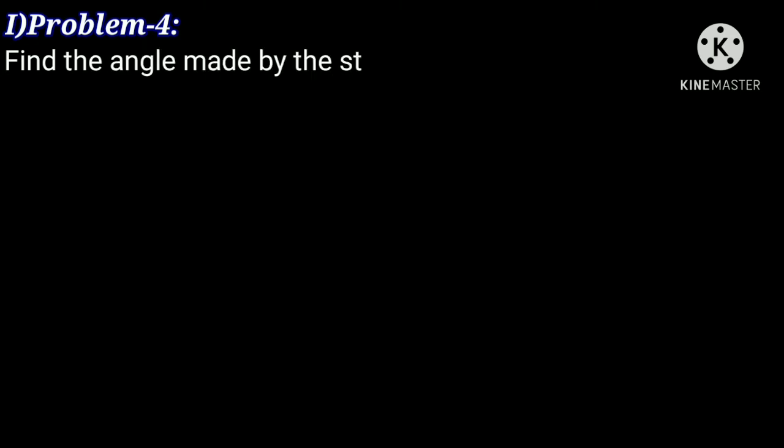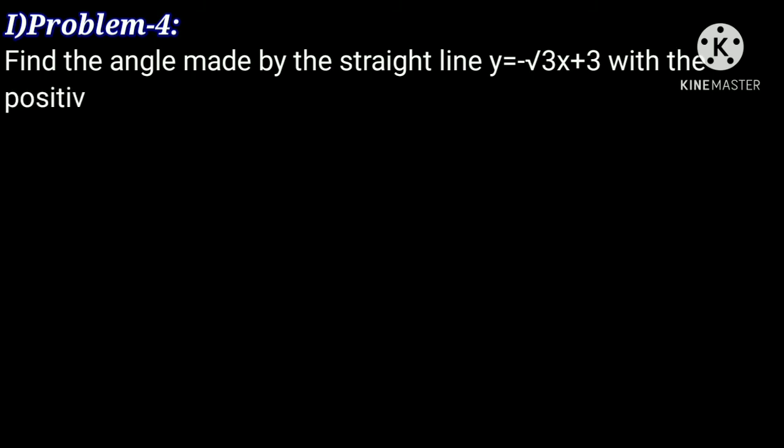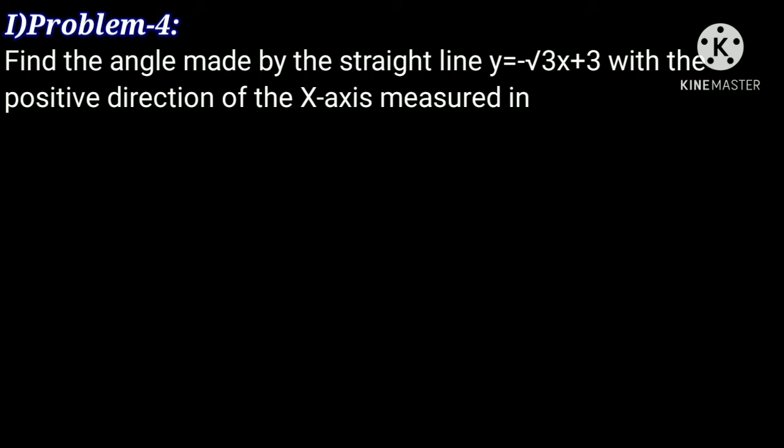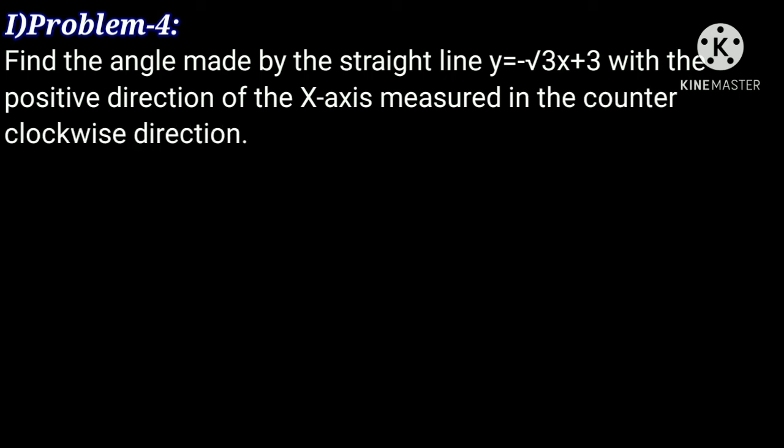Section 1, problem number 4. Find the angle made by the straight line y equal to minus root 3 x plus 3 with the positive direction of the x-axis measured in the counterclockwise direction. This is our given problem. In this problem, we have to find the angle made by the straight line with the positive direction of x-axis. Now, we will solve the problem.